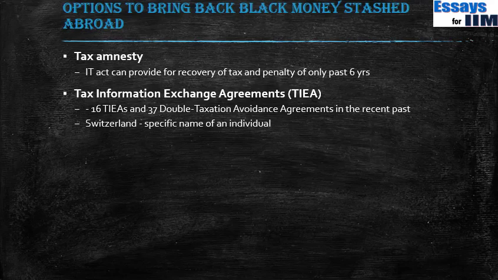So basically this means that whenever we do one of these TIEAs with any country, we can get information on the taxation aspect on people who are either Indian nationals who have accounts in those countries or other assets in those countries. So we can have more and more TIEAs, and more TIEAs with provisions which are in our favor, so that we can trace our money stashed abroad.